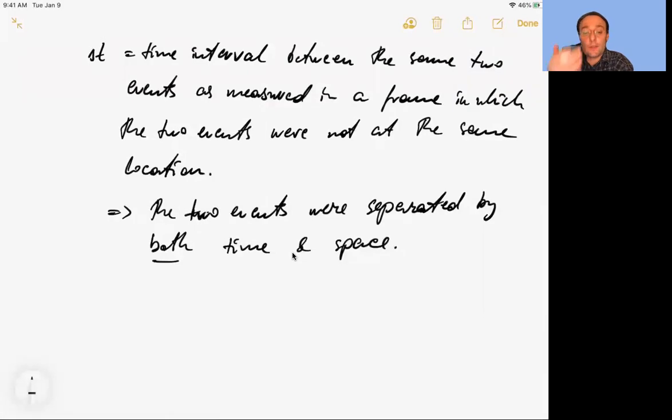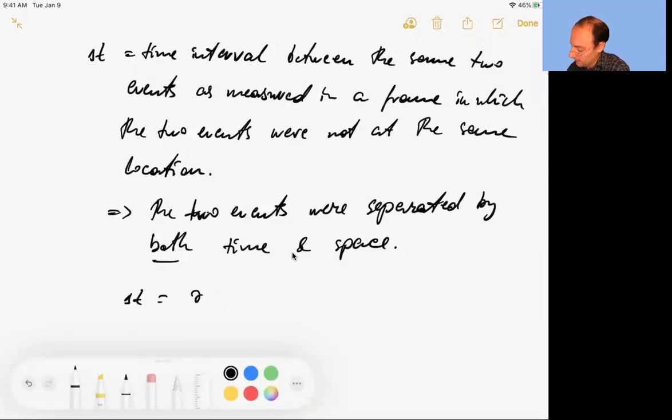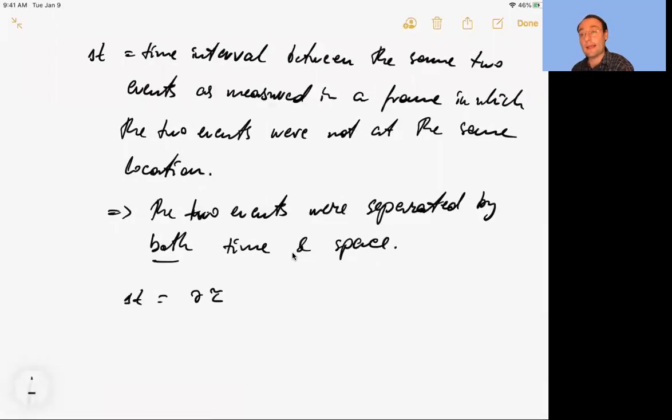So another way to interpret our result, that delta t equals gamma delta t prime, or sorry, I'm now going to use tau, proper time. Another way to interpret this result, that delta t equals the gamma factor, which is bigger than 1, times the proper time, the time interval measured from the frame in which the events took place at the same location, is that the time interval between two events is always larger than when measured in a frame in which the events took place at the same location.